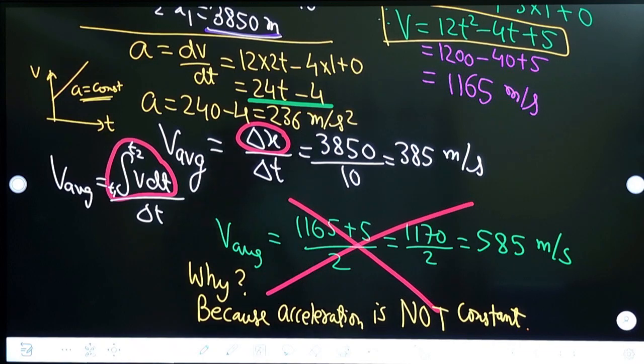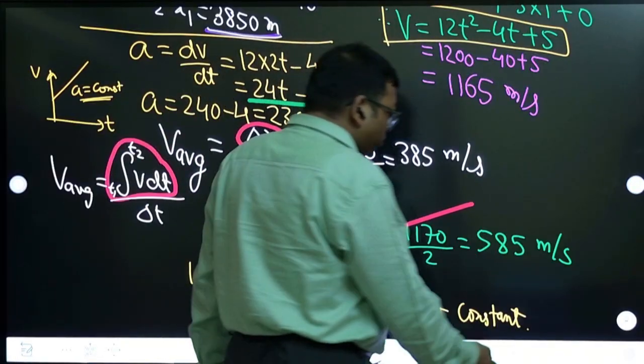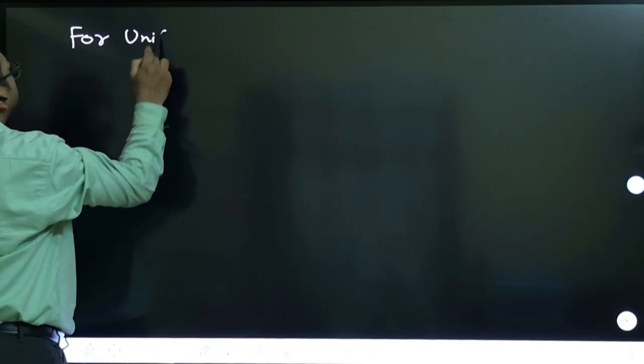Okay, done. So I think now you have understood. And there are certain results in uniform motion. I will quickly write some of these results which are mostly used in NEET. For uniform motion, there are a few results that I will write. Uniform motion means same velocity.